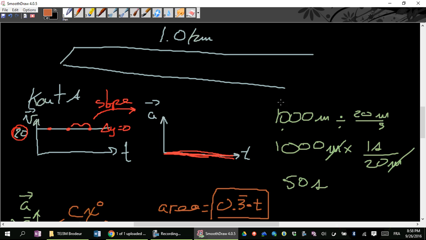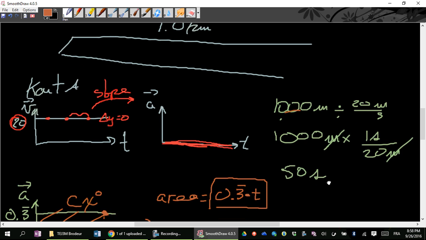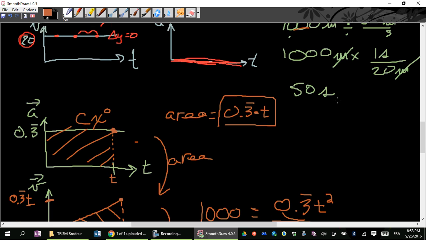1 kilometer, 1,000 meters. I'm going at 20 meters per second. I divide. This is looking good. 1,000 divided by 20 is 50. So that means the other car accelerating would need to travel, take 77 seconds.